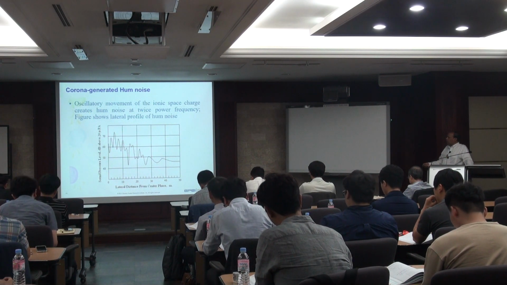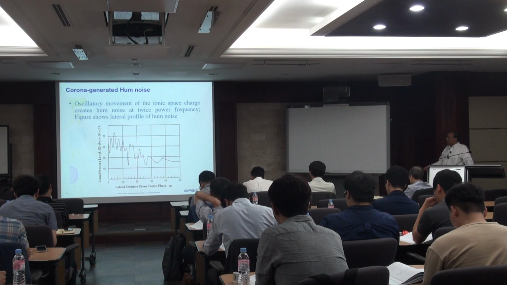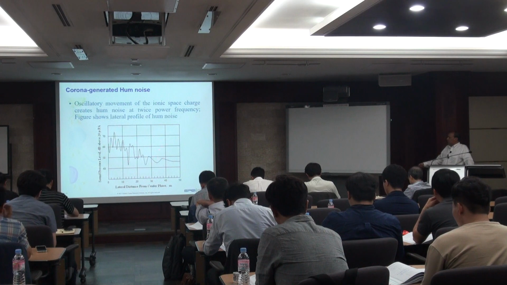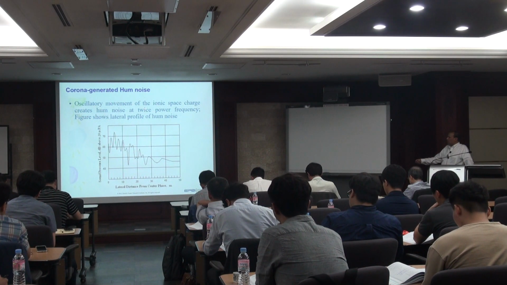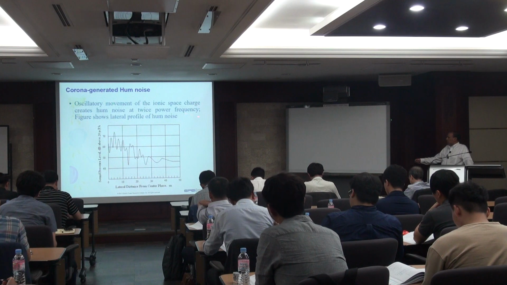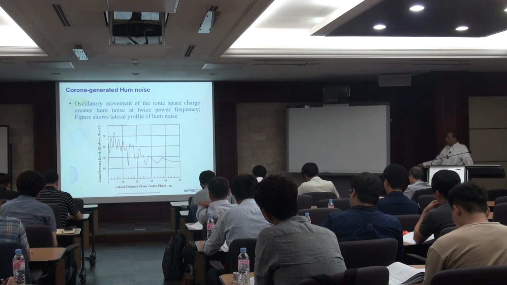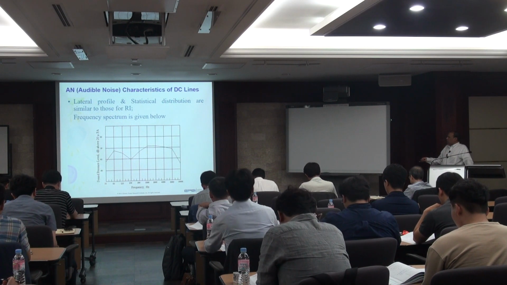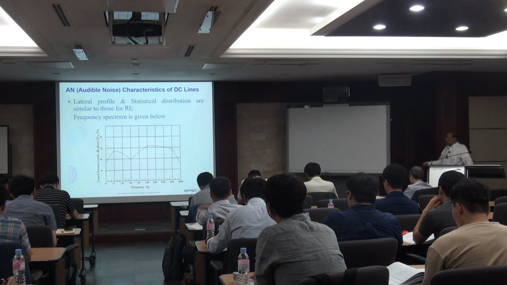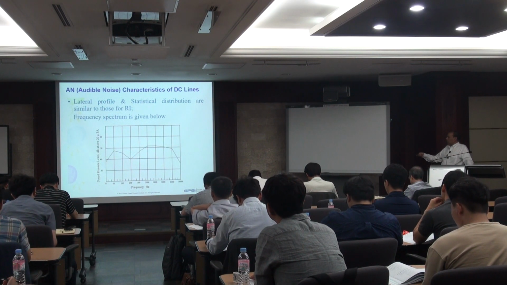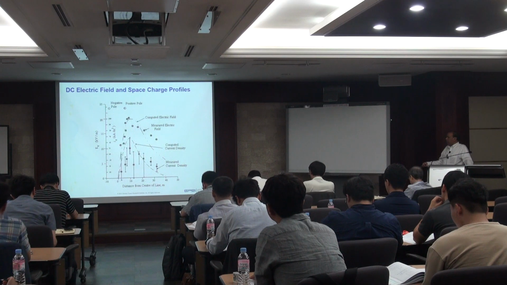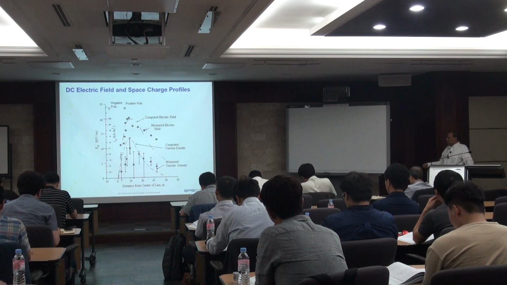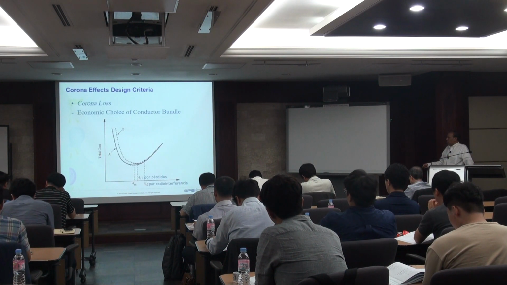Corona generated hum noise. I mentioned earlier the hum noise has very different pulses with a high frequency, and they are really twice the power frequency. For a 60 hertz frequency, you have a 120 hertz hum noise frequency. So for the audible noise, lateral profile and statistical distribution are the terms that we use in the literature. Those are all shown for DC lines also here, and also DC electric fields and space charge profiles, which we discussed earlier, from the distance from the center of the line.